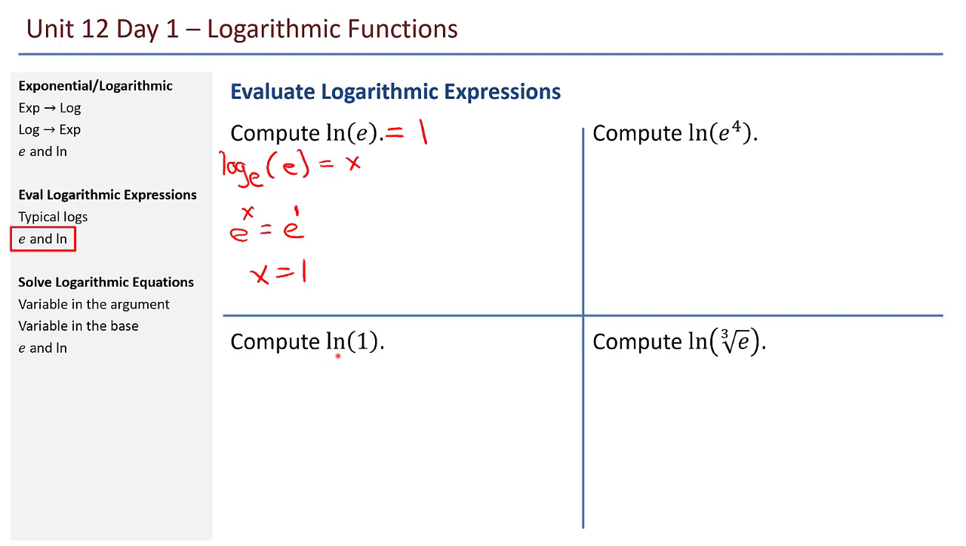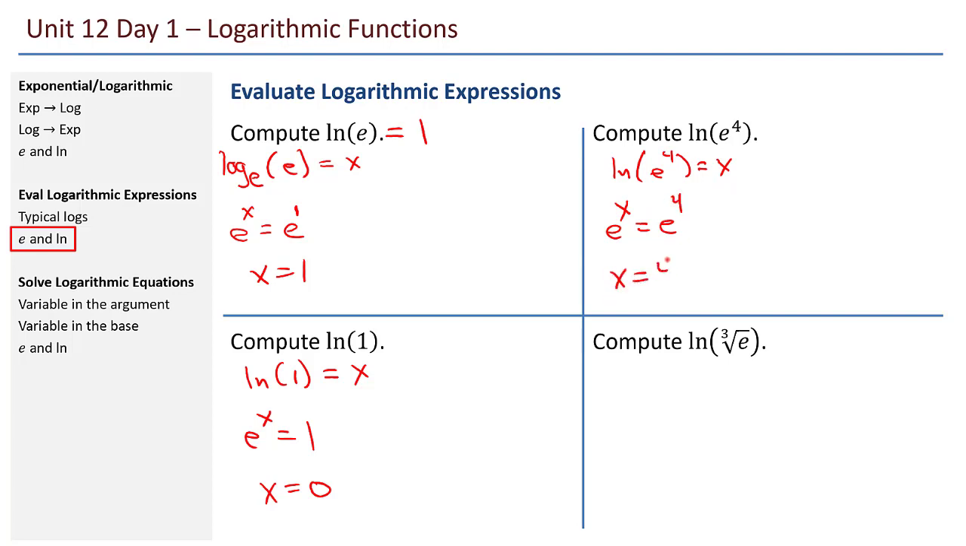How about let's compute the natural log of 1. Natural log of 1 equals x. This tells me that e to the x equals 1. And here's another case where my exponent has to be 0. So x equals 0. How about this next example on the top right? Compute the natural log of e to the 4. Natural log of e to the 4 equals x. So e to the x equals e to the 4, and so x equals 4.